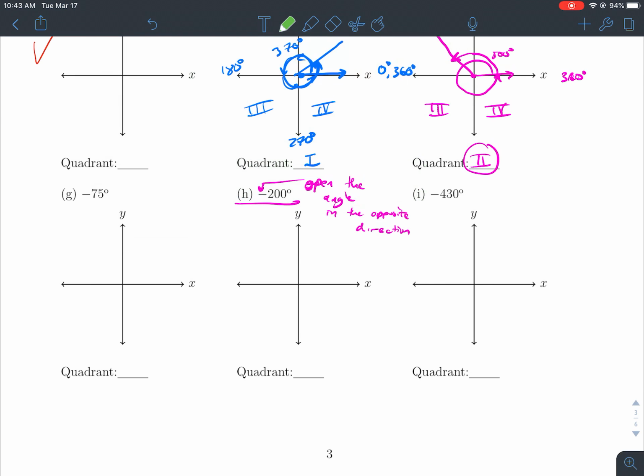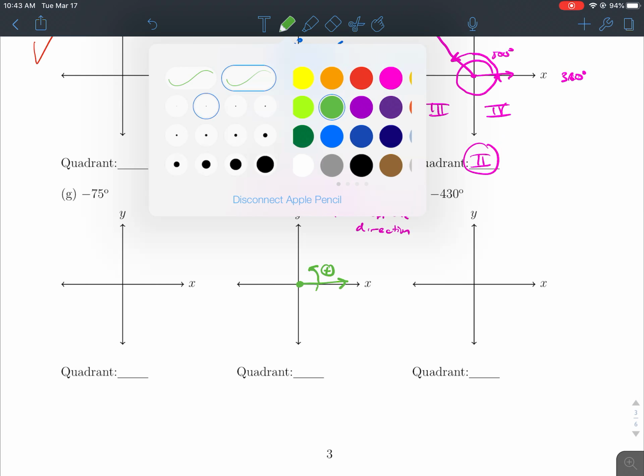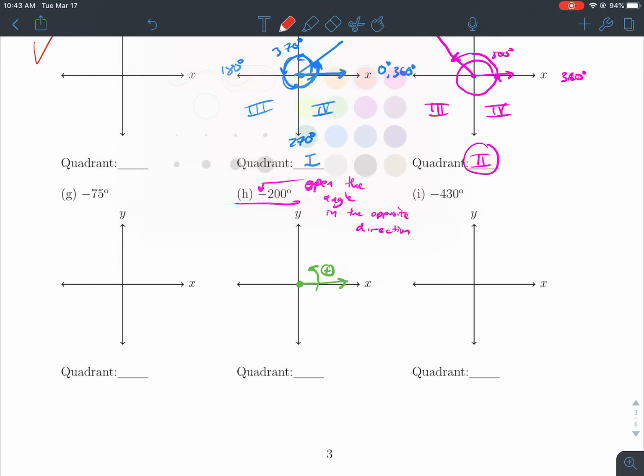So what that looks like here is, even though it's negative, the starting side is always on the x-axis. But because it's negative, instead of going this way, which is the positive way, we actually go the negative way, which is downwards. So going the negative way, this would be negative 90 degrees because we've opened it 90 degrees in the wrong direction. This would be negative 180 degrees because we've opened it 90 degrees further in the wrong direction. And this would be negative 20 more degrees, which would put us at a total of negative 200 degrees.